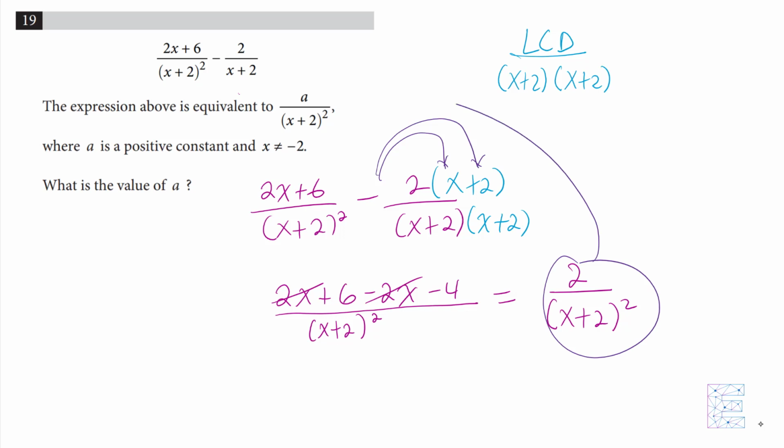And look at that. This is basically that right there. So we made the original expression look like the expression they gave to us. And the question was, what's the value of a? Well, a is the numerator, and it happens to be a 2. So this is a free response question. The answer is simply 2, and you're done.